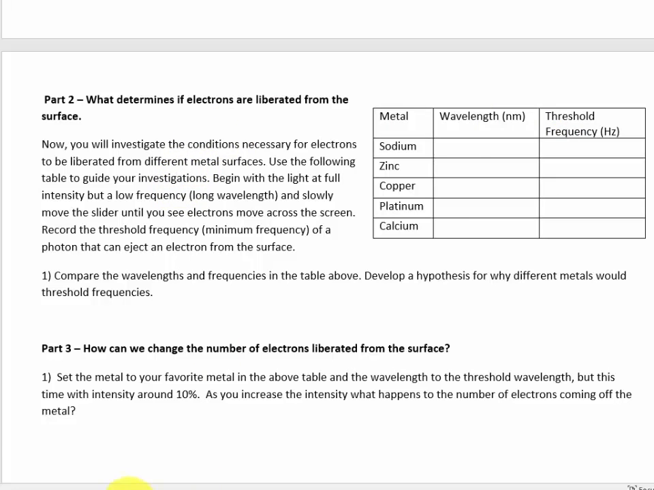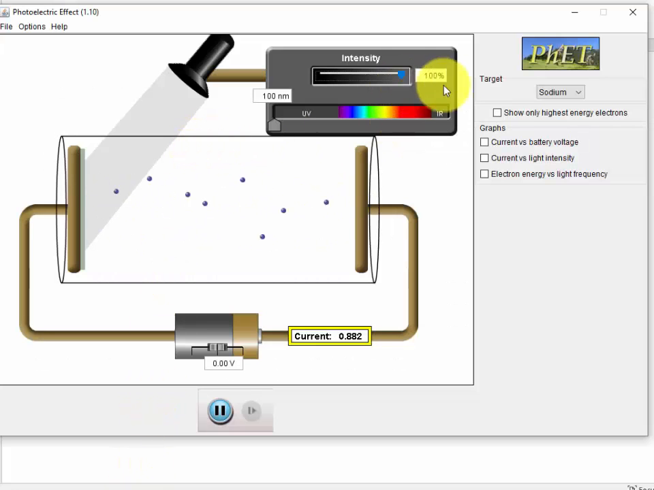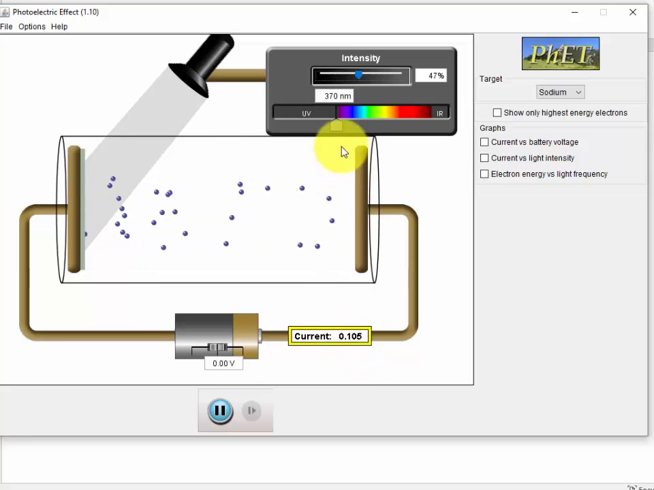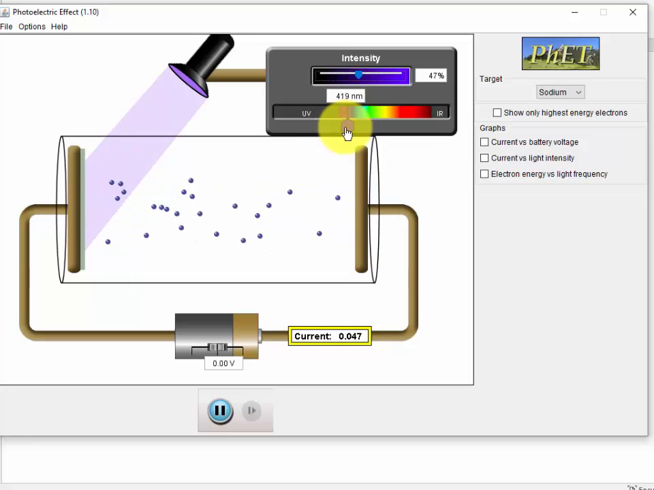So a quick little pop over to the lab. We are on sodium, and I'll just put the intensity somewhere in the middle right here. Essentially I'm going to increase my wavelength, decrease my frequency, up until electrons are no longer emitted. You can use the current reading right here. When the current reaches roughly 0 is going to be the threshold, although electrons still technically are emitted a little bit. It's just too small for this thing to measure.